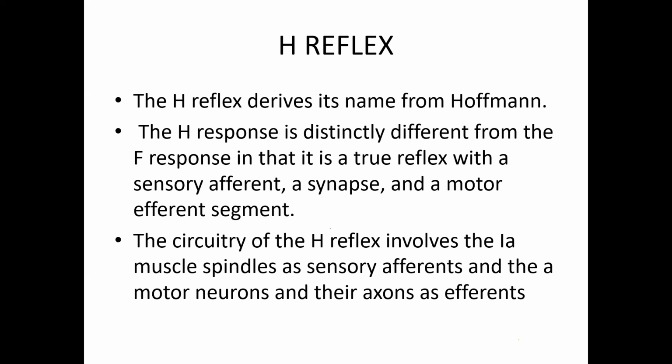Okay. The circuitry of the H reflex involves the type 1, and then you have to know the types of nerve fibers also. Okay, the afferent is 1A muscle spindle fiber, sensory afferent, and the alpha motor neurons are the efferent. Okay, can anybody tell me the types of nerve fibers? Very basic, but some examiners ask it. Type 1, type 2, type 3, and in type 1, alpha, beta, gamma, delta.